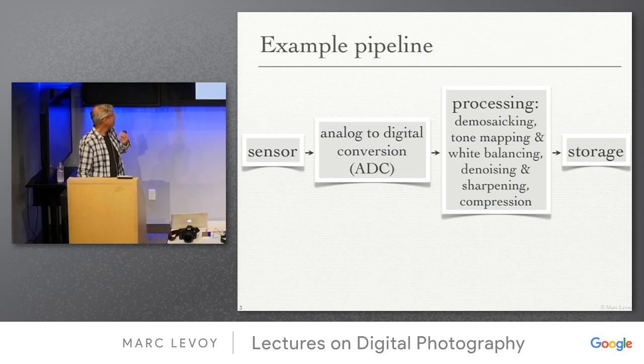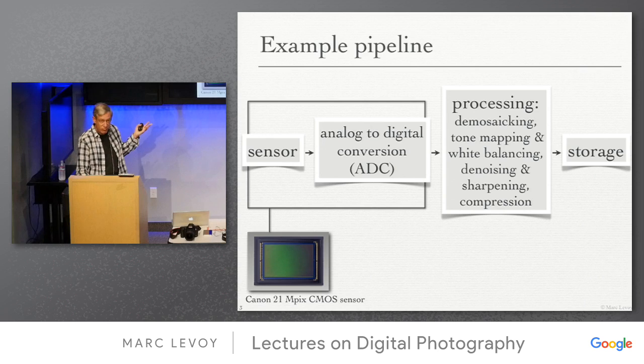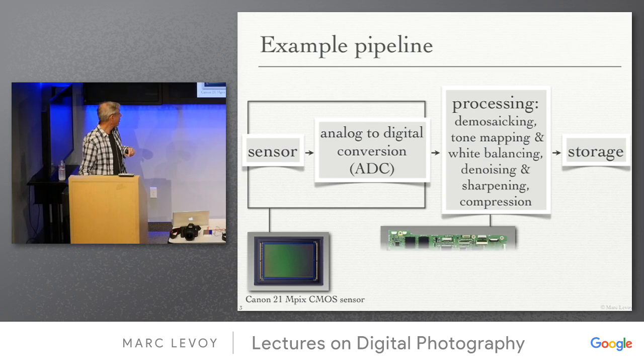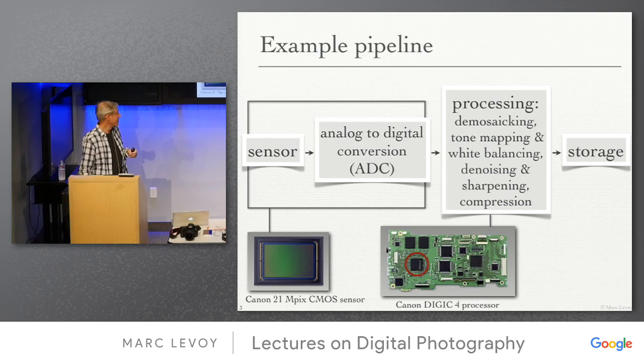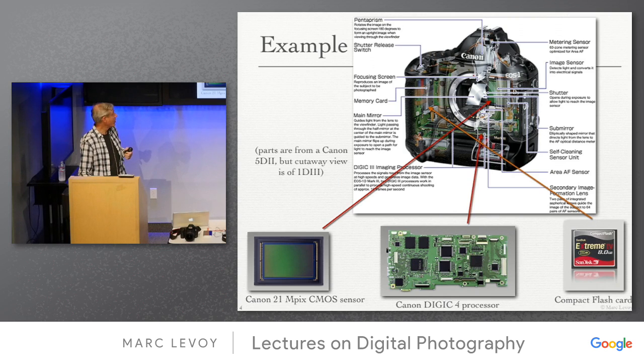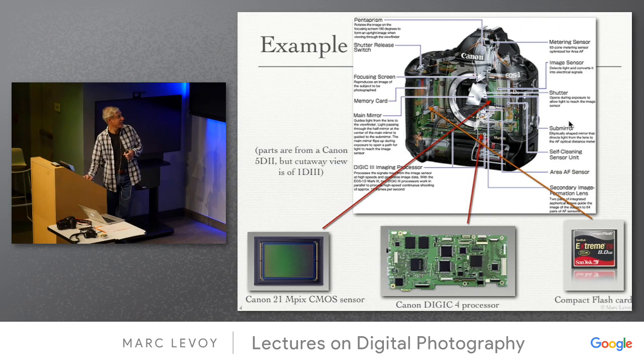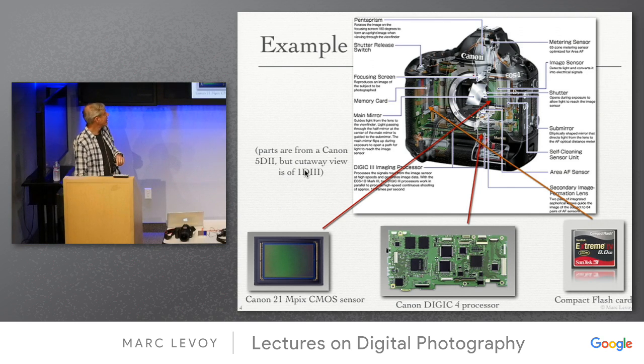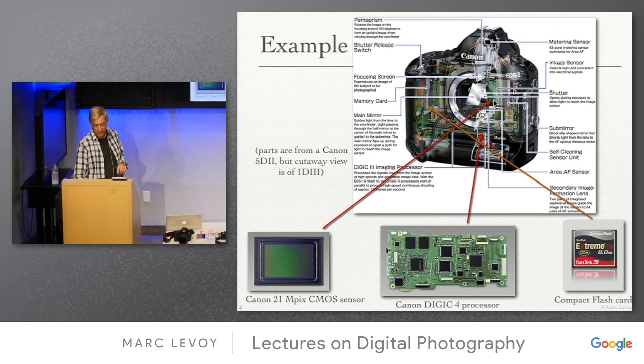So here's an example for each of these categories. There's an older Canon sensor, an older DIGIC processor, so that's the actual programmable processor. And there's a flash card, and here's where they actually go in a camera. It's a little fast and loose here because the parts are from one camera, but the cutaway is a different camera, but they don't change that much. So you can see that processing board down there, and the flash card, and the sensor.